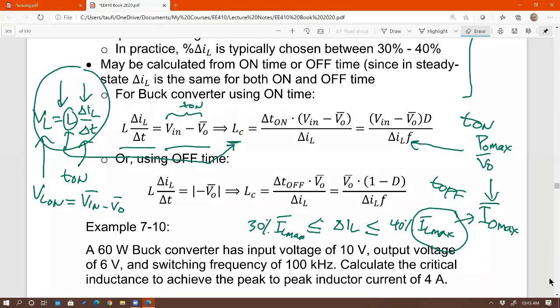I think it all makes sense so far. I could proceed or not. Okay. Everybody good? Feeling good about this? Yeah. So two methods, delta IL, doesn't matter which one, but I usually go with this one.